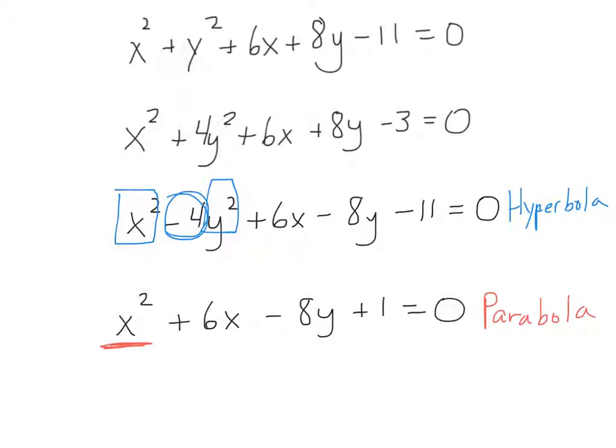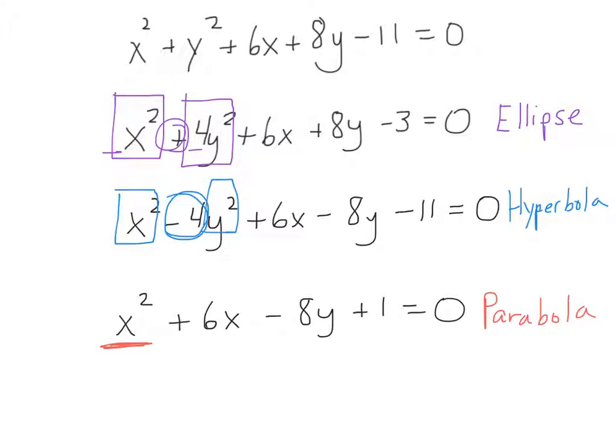Now, next one. Again, looking at the squareds. Okay. I have a plus sign between them, and I have different coefficients in front. That means the distances that I'll travel along the x and the y will end up being different eventually. And so this is an ellipse.